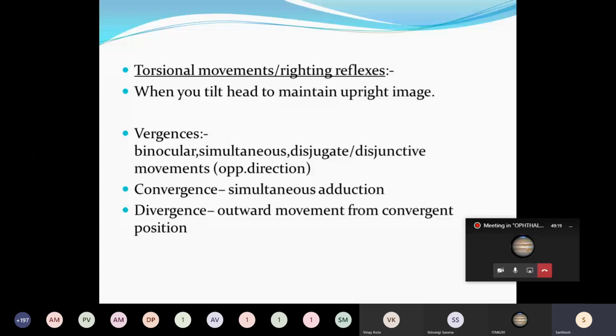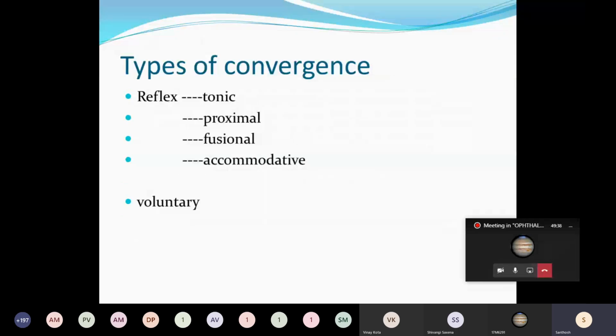Next, you have to come to vergences. Binocular simultaneous disjugate or disjunctive movements in the opposite direction are referred to as vergences. They are nothing but convergence, where simultaneous adduction occurs, and divergence, the outward movement from a convergent position, which is referred to as divergence. These are vergences.